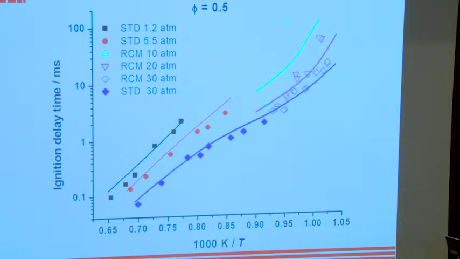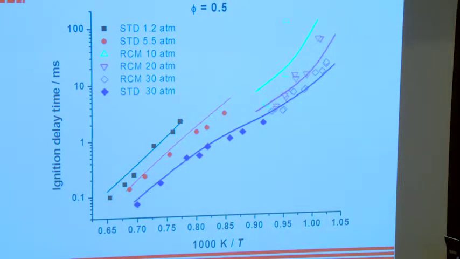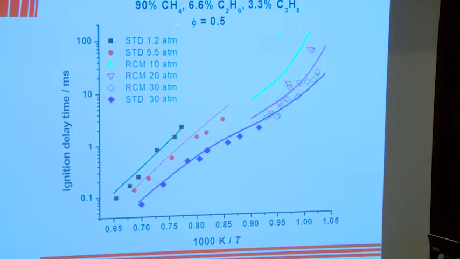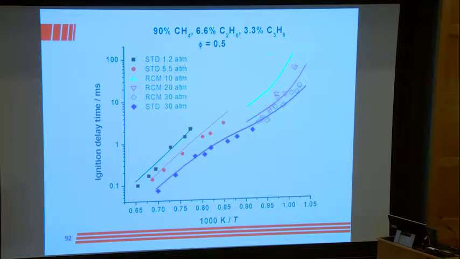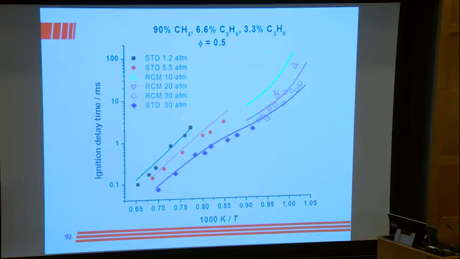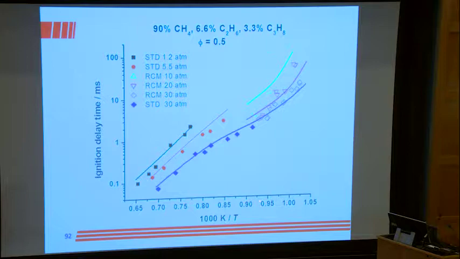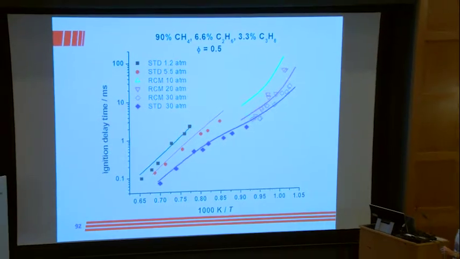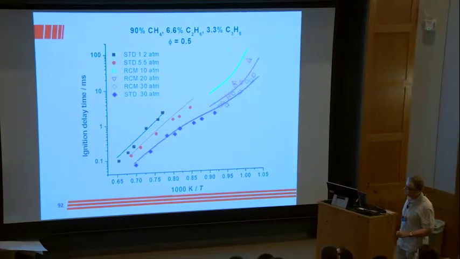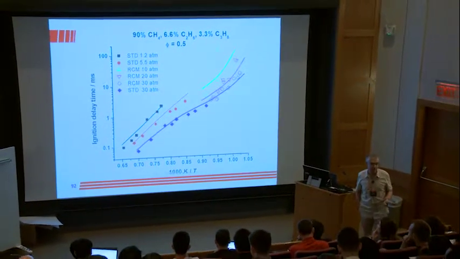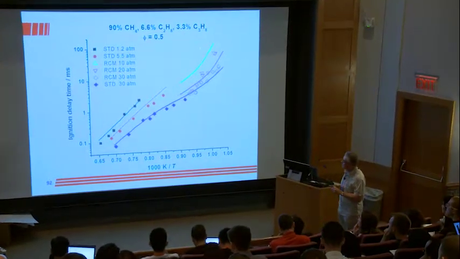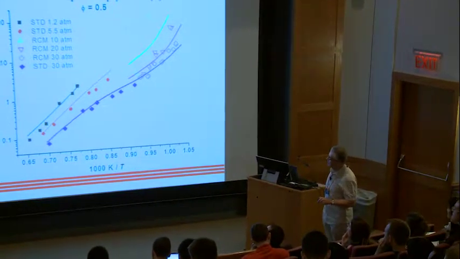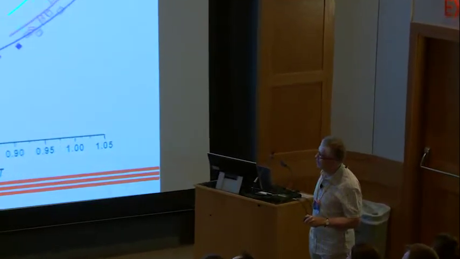So then we plot graphs of ignition delay time on the y-axis versus inverse temperature on the x-axis. This is for a methane, ethane, propane mixture at 5.5 in air at different pressures. You can see here at low temperature, the ignition delay times are long, and at high temperature, ignition delay times are short, okay? The open symbols here are data taken in the rapid compression machine, and the solid symbols are data taken in the shock tube.